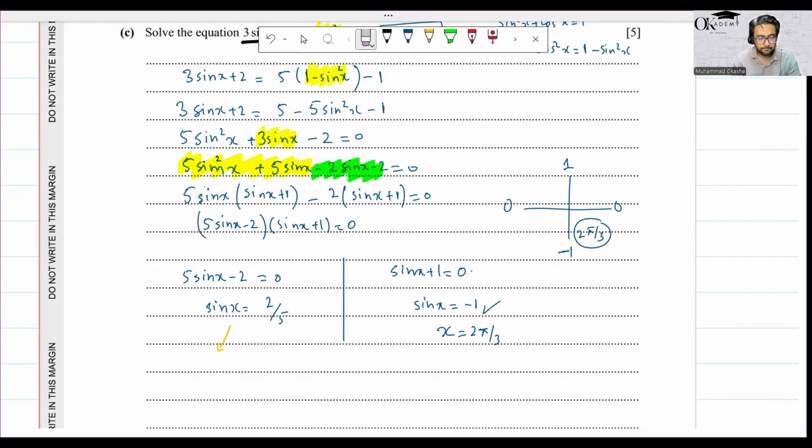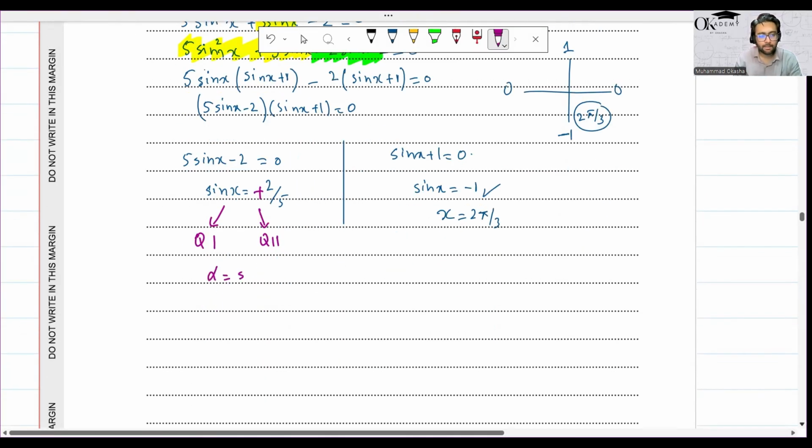First of all, I'll work out the basic angle and then we'll determine the quadrants. We know that it's positive, right? So according to ASTC, it's either in quadrant 1 or in quadrant 2. Which means if I were to work out the basic angle, that is sine inverse 2 over 5. But people also call it the reference angle.